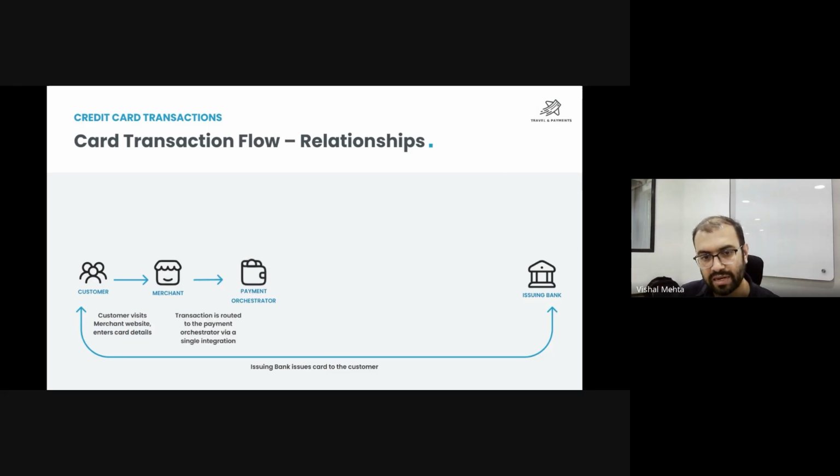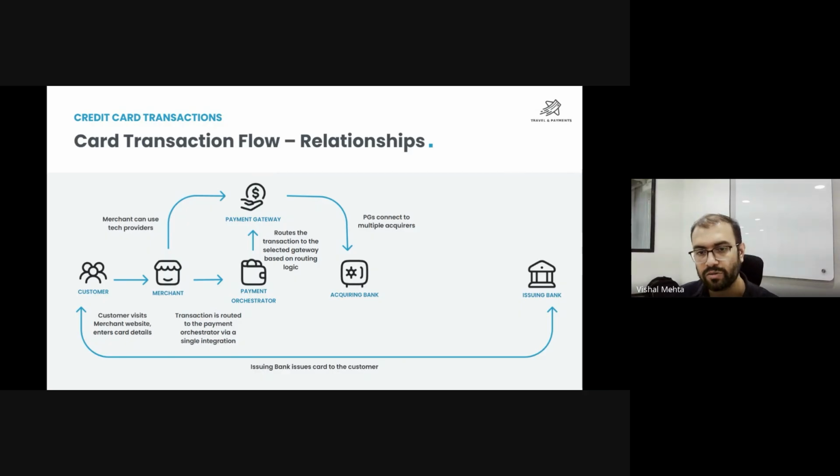The merchant will send the card details to the payment orchestrator, and the payment orchestrator will route the transaction either to the payment gateway or directly to the acquiring bank. So you see, the payment orchestrator works with payment gateways and also the acquiring bank. The merchant also can work with the payment gateway and the acquiring bank. But in many big companies, the merchant can work with the acquiring bank directly.